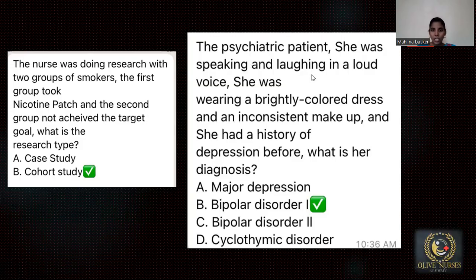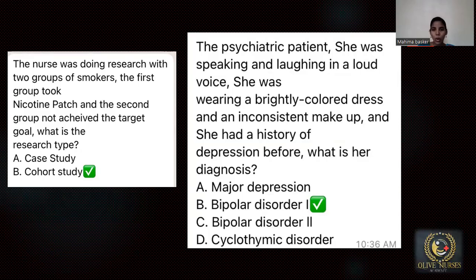Here the question: a psychiatric patient, she was speaking and laughing in a loud voice. She was wearing a bright color dress. Okay, what does it indicate? Loud voice and the bright color dress. It is mania. Okay, so there will be inappropriate makeup also, and she had a history of depression before. So there are two conditions together. There is already manic behavior and a history of depression. What is her diagnosis? Okay, we have the bipolar disorder.